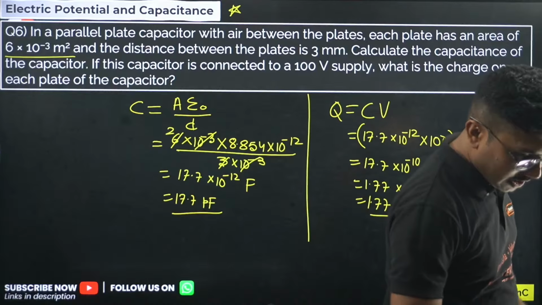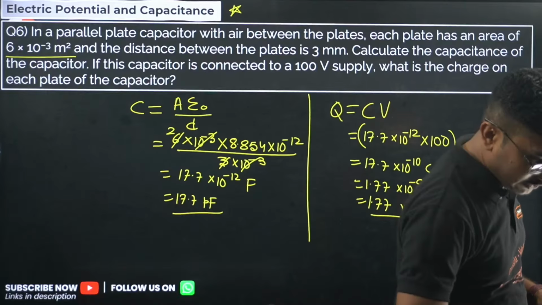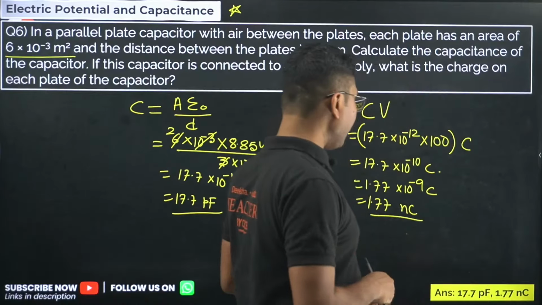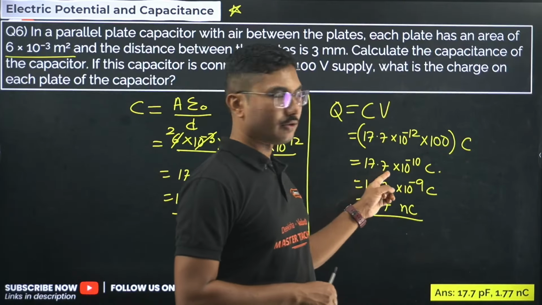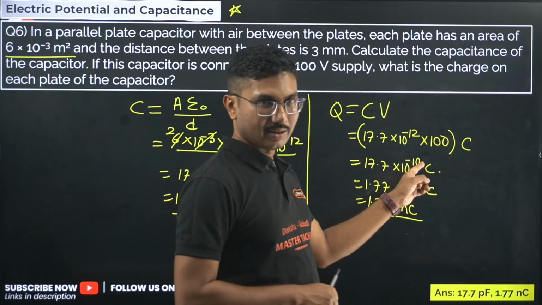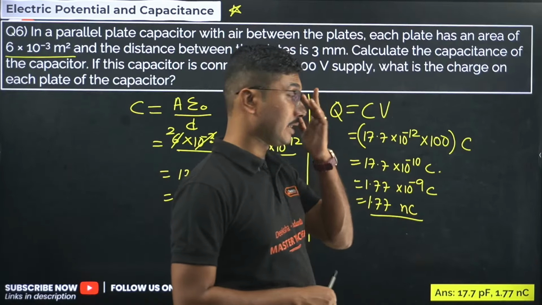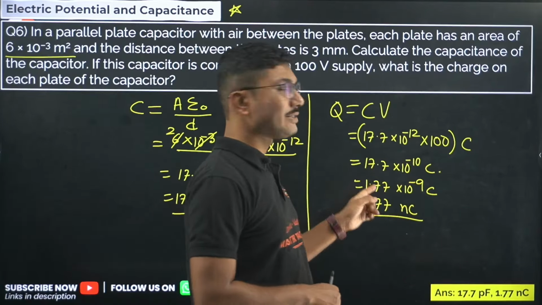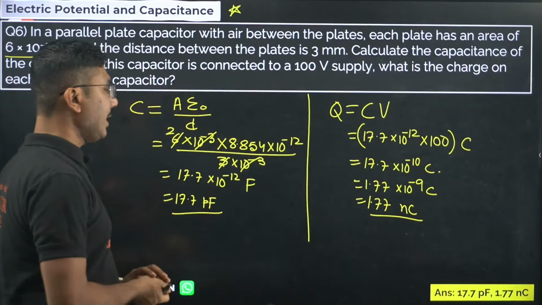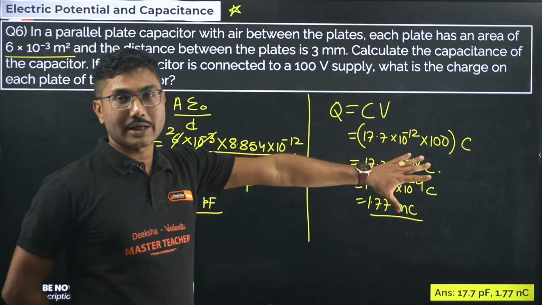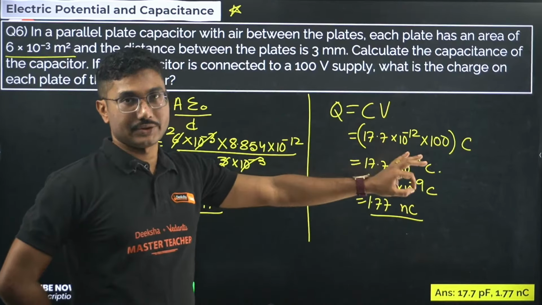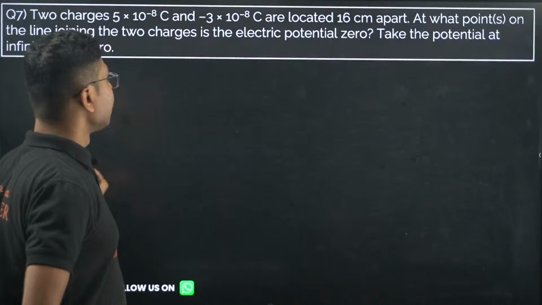Yes, correct. Mohi, if you are using 17.7, it will be 10 to the power of minus 10, not 10 to the power of minus 9. 10 to the power of minus 9 means it will be 1.77. Make sure your power calculations are proper. Check twice.